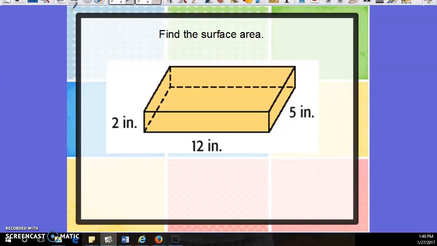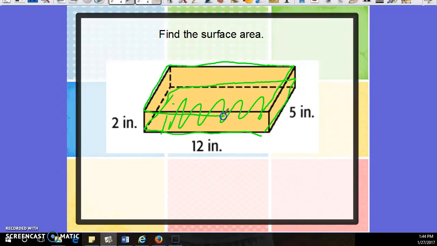Now let's try this rectangle. Find the surface area. All right, so in order to find the surface area, you have to find the area of the face and the base. Well, let's start with the bases. We know that the top and the bottom is the base. So this rectangle and this top rectangle. What are the dimensions of those? 12 by 5. So what is 12 times 5? 60. And there are 2 of them, so you have to multiply that times 2 and get what? 120.